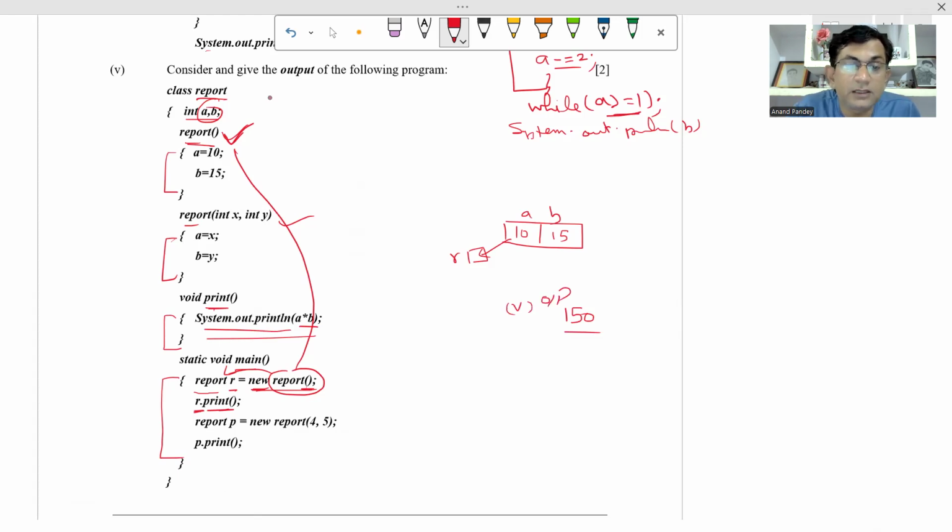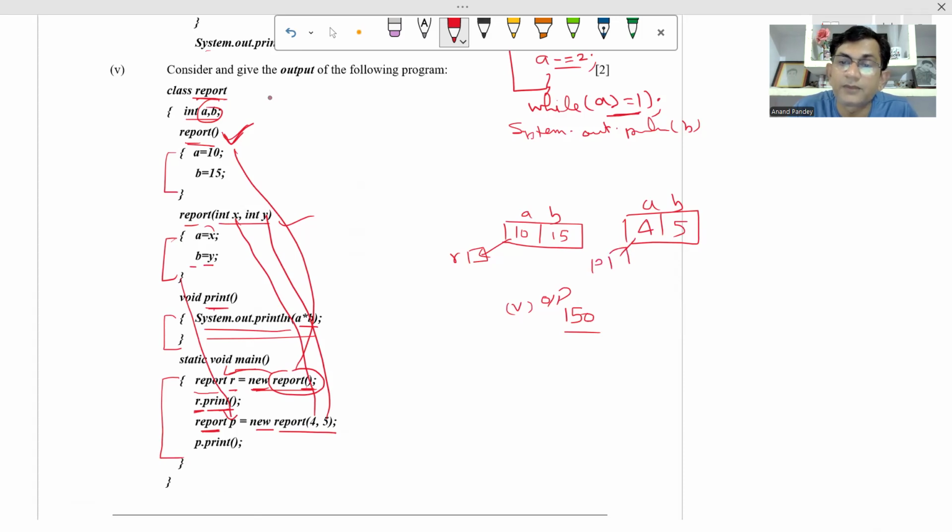150. Okay. Then in this line, they are creating another object of the report class, same class object. So the same thing will happen again. I'm showing here, A and B. The new operator will allocate memory for the data members, then the constructor will be called. This time you can see in the constructor we are passing the parameters also. So the parameterized constructor will be called, this 4 will go to X, this 5 will go to Y. And the value of X will be stored into A, and the value of Y will be stored into B, that is 5.